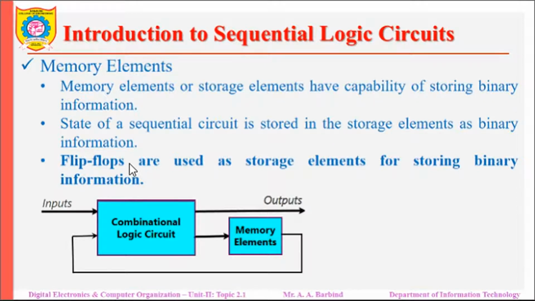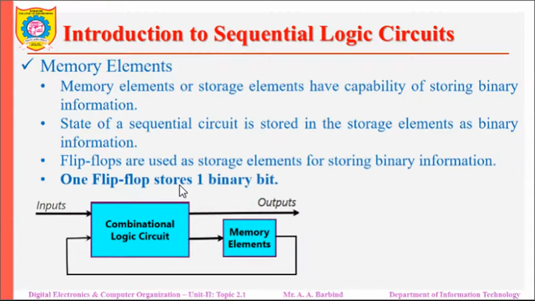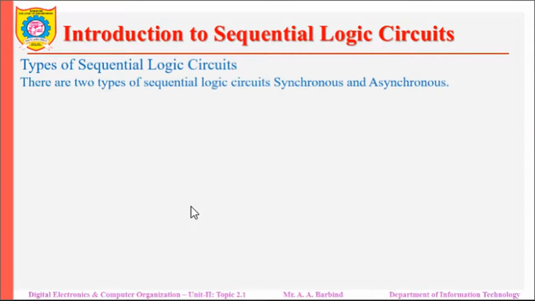When the flip-flop is in the set state, it is said to have stored the bit 1, while if the flip-flop is in the reset state, then the flip-flop is said to have stored the binary bit 0. One flip-flop, as discussed, stores one binary bit. Now let us see the types of sequential logic circuits.